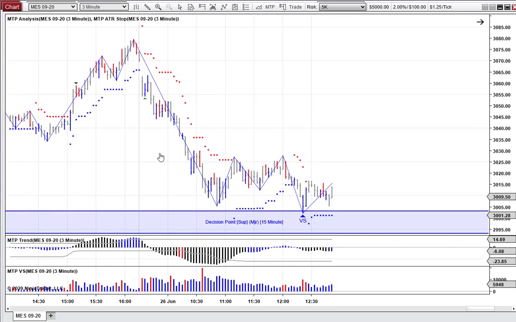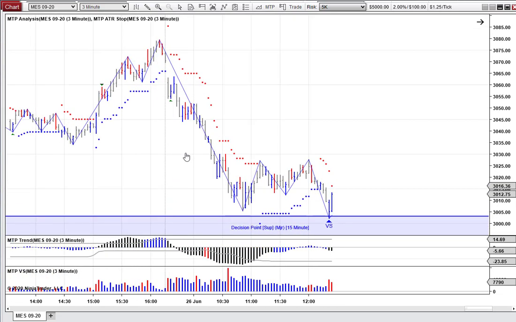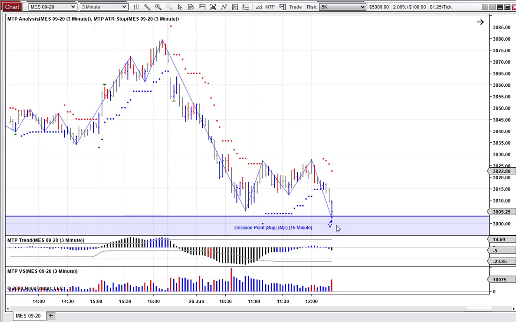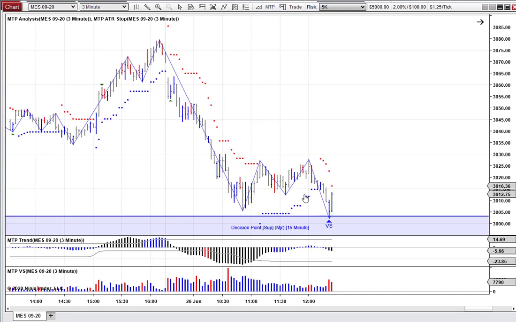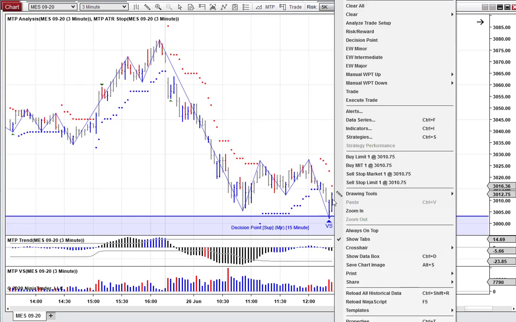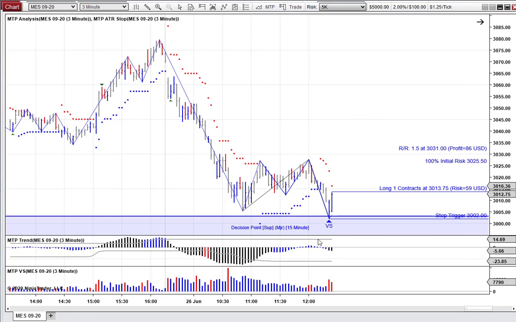Well, here we had a VS setup coming in at the support level. Our MTP trend had gone black, blue stroke black, so this was a good trade to set up to take. I think the VS signal would have actually come in on this bar here. So now we right mouse click, analyze trade setup.